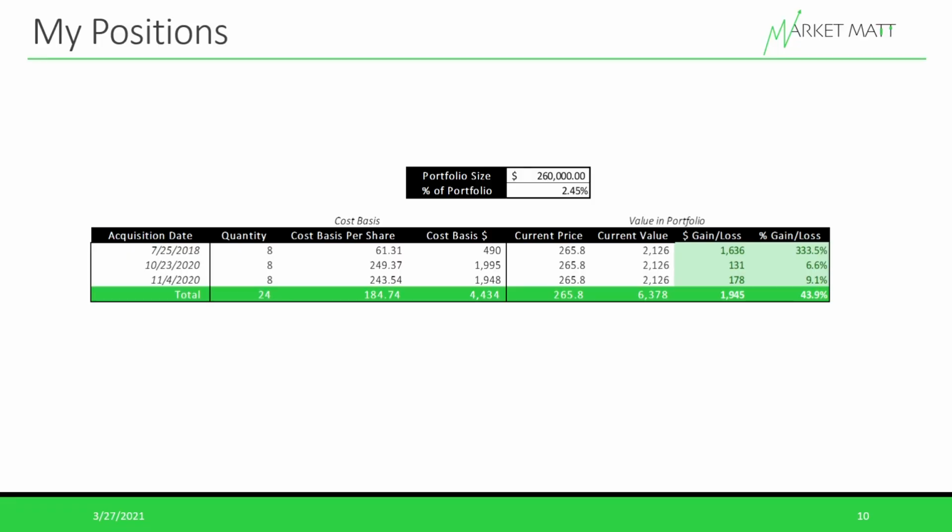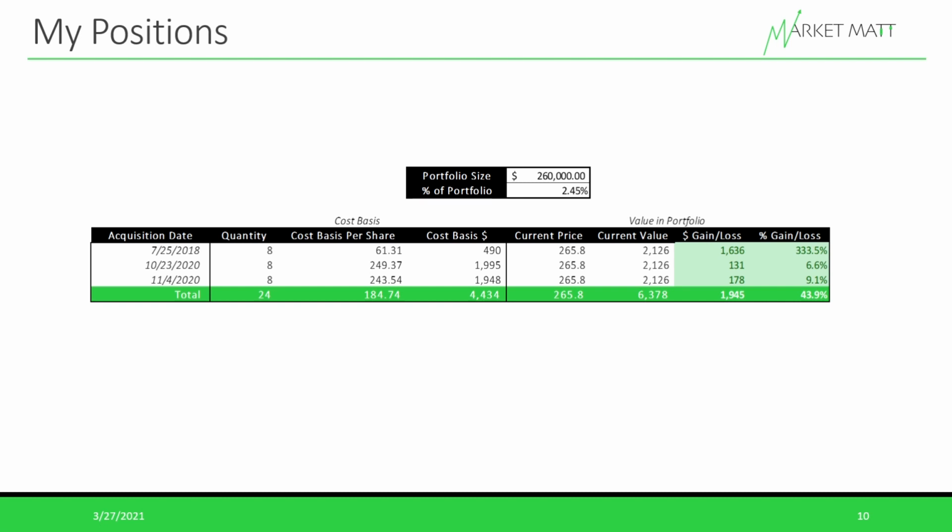So it's probably easy to tell, but I do think MongoDB is a very impressive company. It's in a very good industry and has a very good competitive advantage over its peers. I am an investor and own shares in MongoDB, so let's get into my positions. So here's my current position in MongoDB.